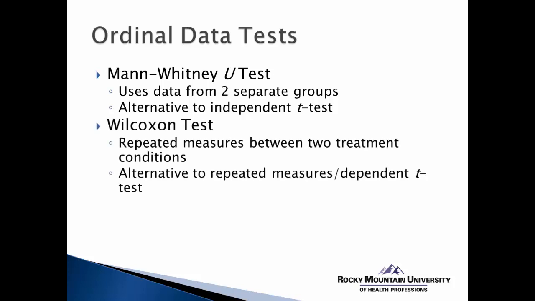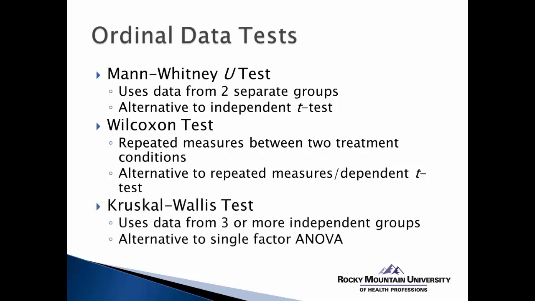The Wilcoxon test is a repeated measures test. So now we have two different treatment conditions. This might be a pre-test, post-test type of design, or this might be a crossover design in which we have the same subjects receiving two different treatments, and we're measuring their response to each of those two treatments. So this would be the alternative to a repeated measures or dependent samples t-test. Same people being measured twice. Again, if we violate the assumptions of the dependent samples t-test, we now have an alternative in the Wilcoxon.